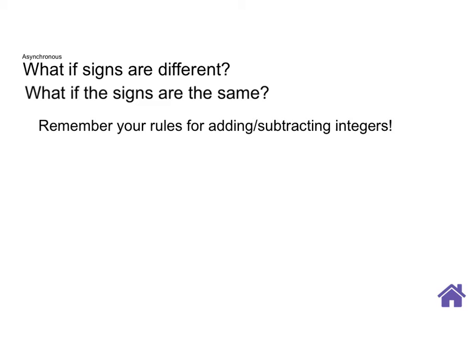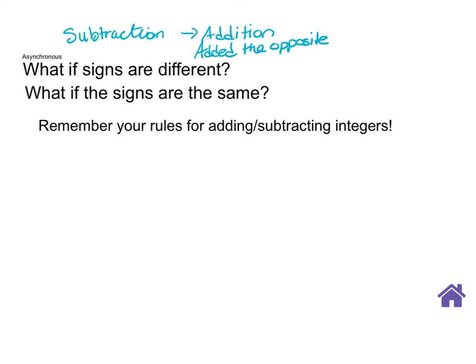So I want you to remember the rules for adding and subtracting integers. When we did subtracting, remember I asked you to change that subtraction into addition, and how we did that was we added the opposite, or the inverse, right? So now I'm going to talk about what if the signs are different. Once you change it into addition, what if the signs are different? If they are different, then you need to subtract.